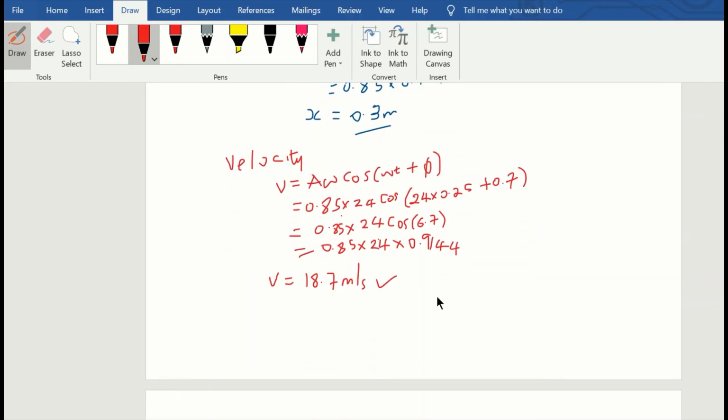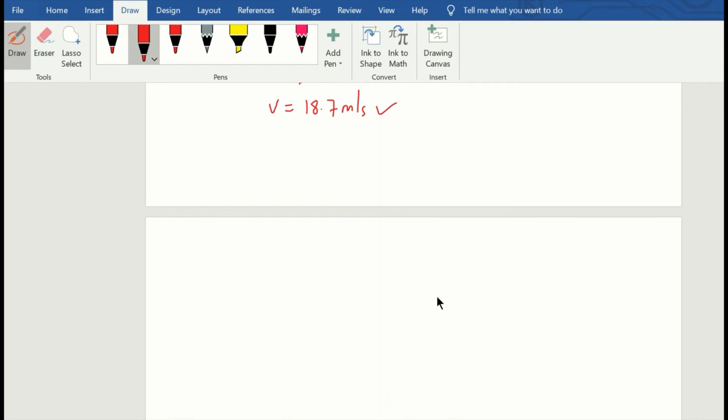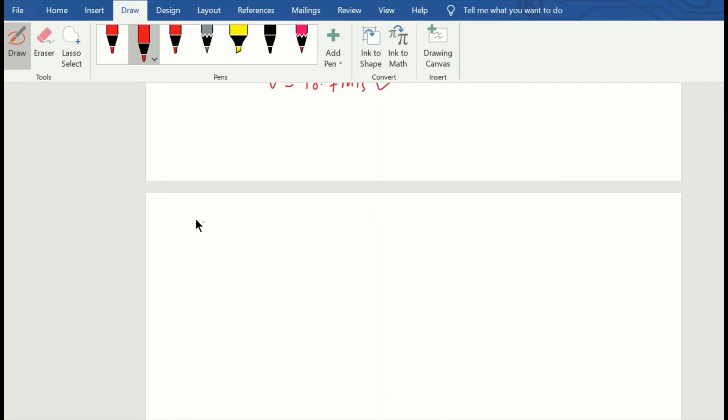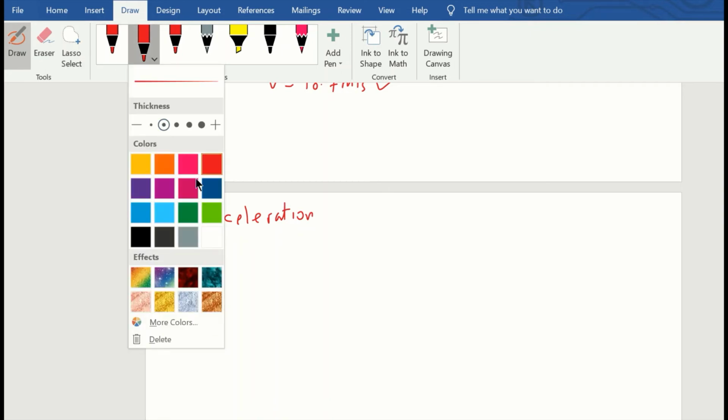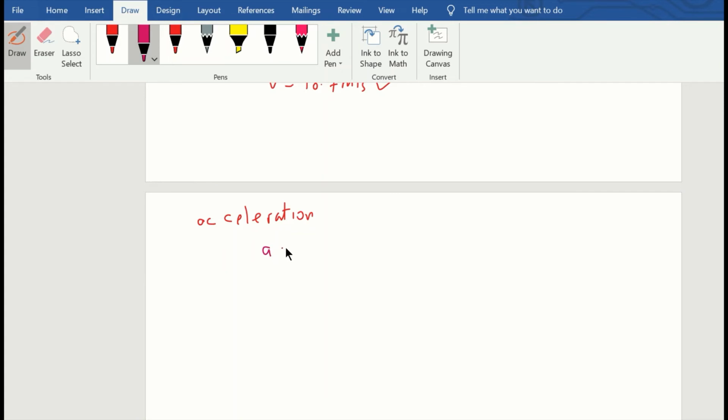So let's look at the acceleration of the motion. Now we are given the formula for acceleration. Remember, we said that for the acceleration, the formula is A equal to negative amplitude times omega squared times sine, open bracket, omega t, plus the phase constant.